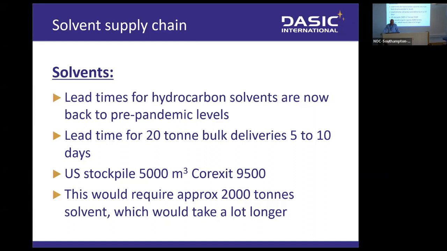So that stockpile will require 2,000 tons of solvent. We're buying in 20-ton bulk deliveries at the moment. You can imagine that's a lot of bulk deliveries. That's going to take a long time. So don't run away with the idea that we can start to mobilize dispersant production within a few days. It's not going to happen. It's going to take months.